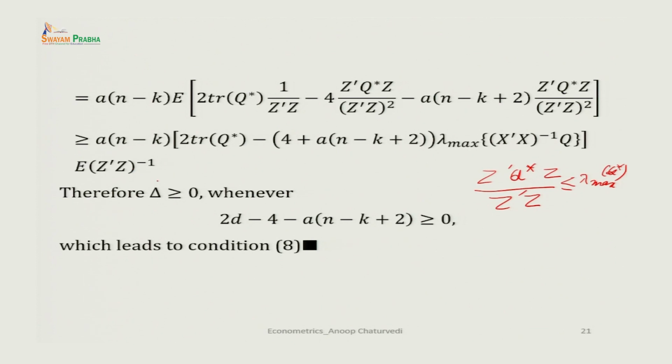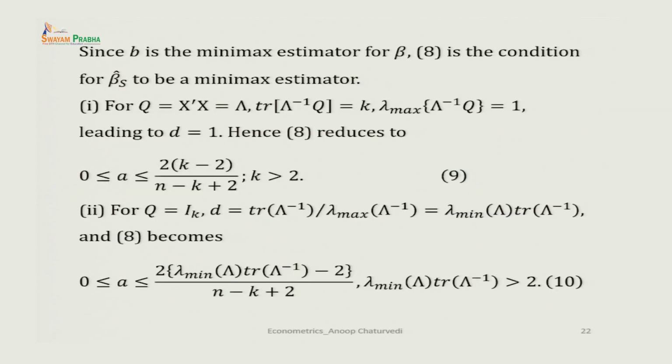this result, and then for delta greater than or equal to 0, we have twice d minus 4 minus a n minus k plus 2 greater than or equal to 0, and then this leads to the condition 8. In terms of A, you can find the condition 8. So, we get the dominance condition for the James-Stein estimator.